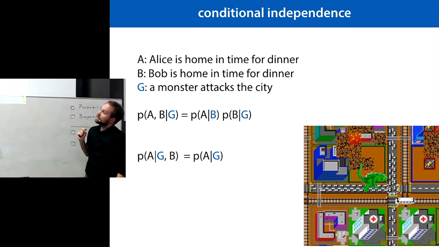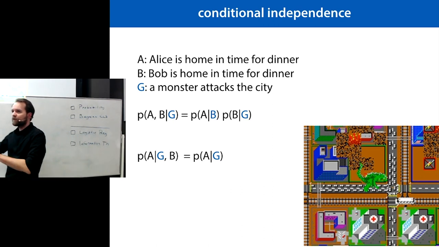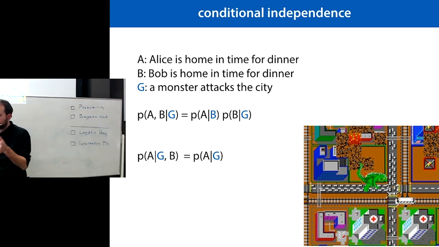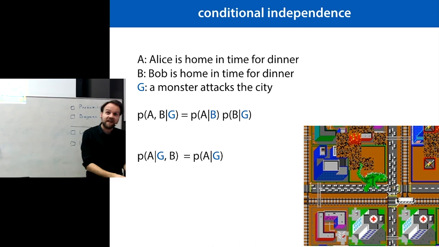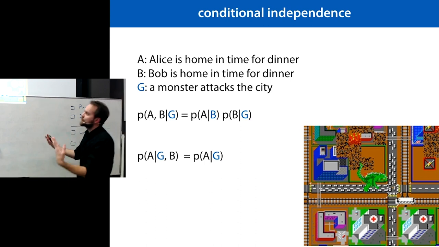So they're not independent. But if we know whether or not a monster has attacked the city, then they become independent. Once we've excluded that and said, okay, we know Alice is late for dinner, we know that a monster hasn't attacked the city, then we don't know whether or not Bob is late for dinner. It doesn't tell us anything extra, except through this monster connection. So that's how conditional independence works.